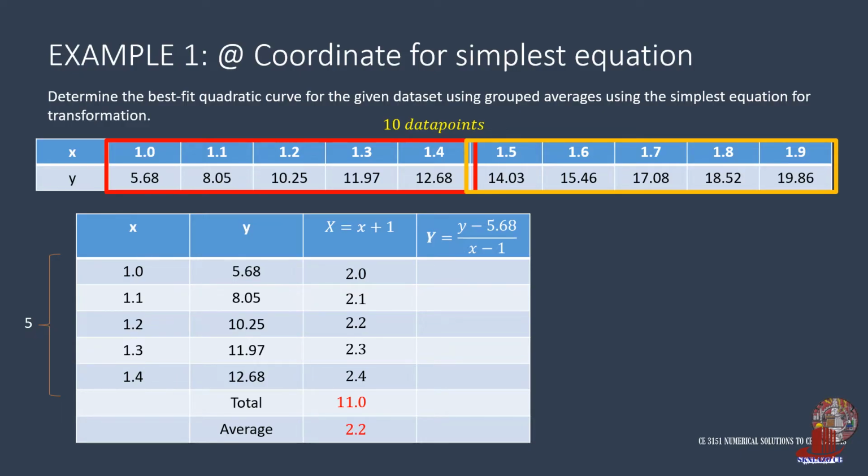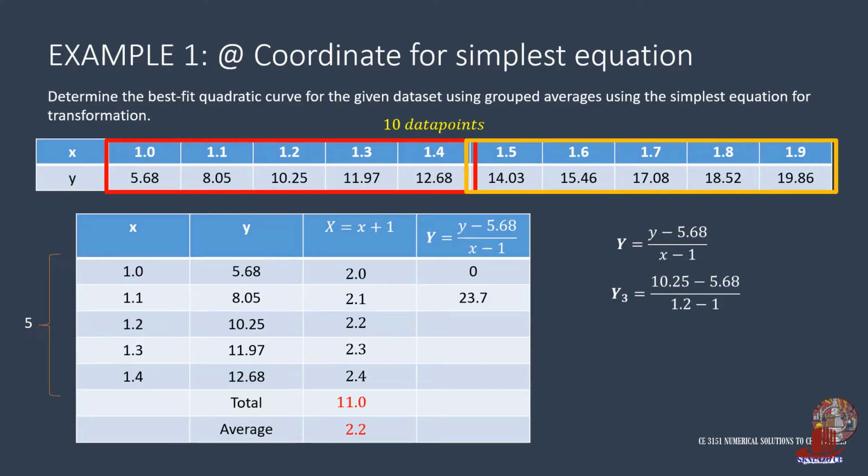For the capital Y column, we have a longer expression, where we start with 5.68 minus 5.68 all over 1 minus 1, which makes 0 upon 0, and that is indeterminate, but in this procedure, we would take this as 0. The second Y is then solved as 8.05 minus 5.68 all over 1.1 minus 1, giving 2.37 over 0.1. This is then equal to 23.7.